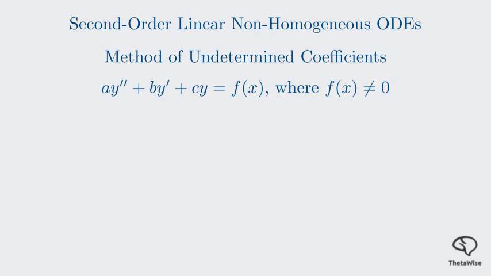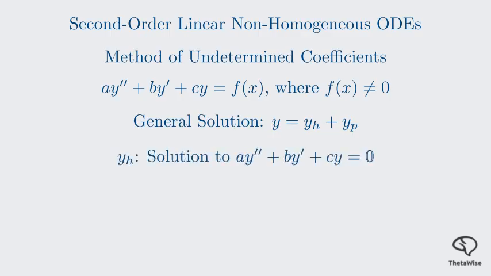The general solution to a non-homogeneous equation is the sum of 2 parts. The general solution, y, equals the homogeneous solution, y sub h, plus a particular solution, y sub p. The homogeneous solution, y sub h, is the solution to the associated homogeneous equation, which we find by setting f of x to 0. We just learned how to do this in the previous scene.